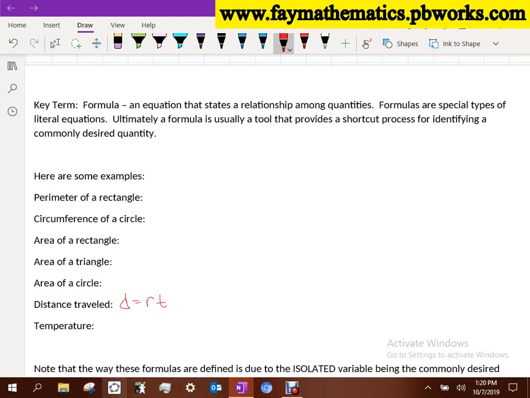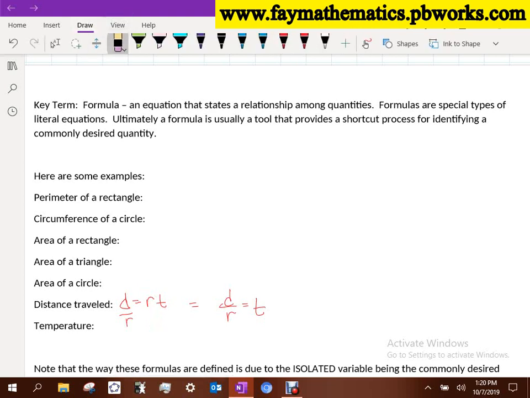But what I want you guys to understand is that if you learn that one, you should, with your algebra processes, actually learn 3. Can I divide both sides by r? If you divide both sides by r, what happens over here? Those cancel, right? And you get distance divided by r, or your rate, is equal to time. Does that make sense?